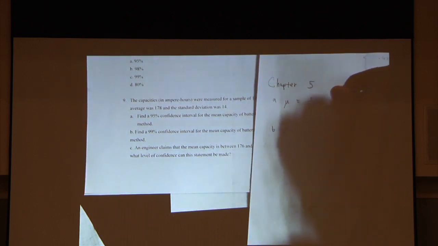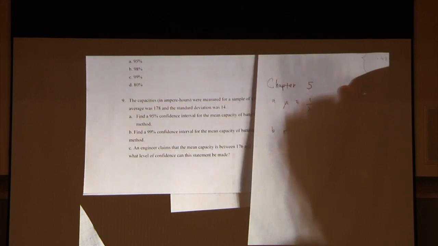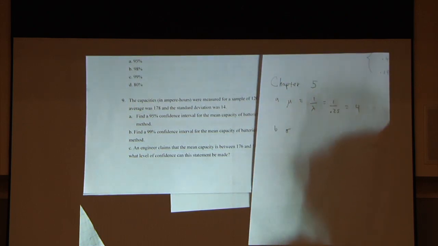We said 1 over 0.25 should be 4. And then the same for this, 1 over 0.25 ends up being 4. Right? So they could give you the mean without giving you lambda and then expect you to figure it out.